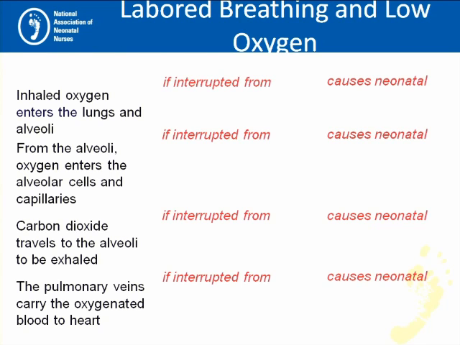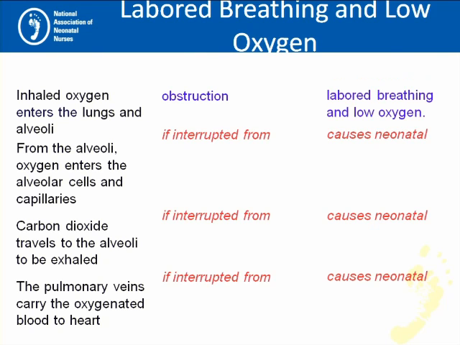Pathophysiology. The first sign of a respiratory condition is often labored breathing and low oxygen. To see the etiology of labored breathing and low oxygen, follow the physiology of airflow. Inhaled oxygen enters the lungs and the alveoli. Breathing interruption due to an obstruction, such as fluid, blood, or meconium, causes labored breathing and low oxygen level.